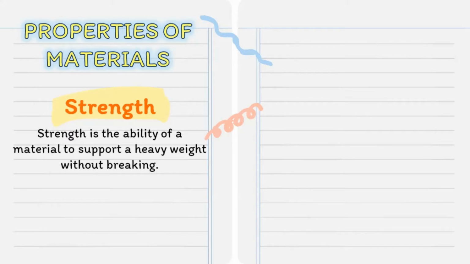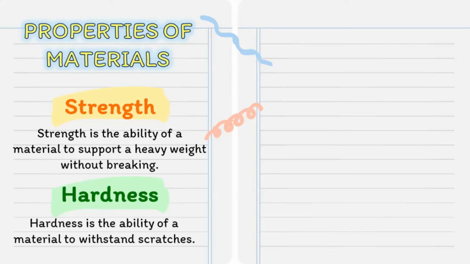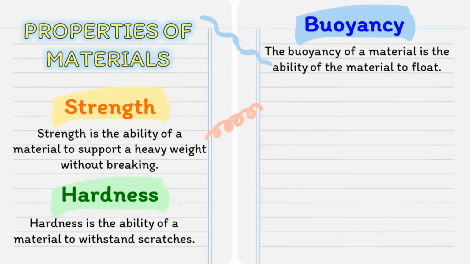Strength is the ability of a material to support a heavy weight without breaking. Next is hardness. Hardness is the ability of a material to withstand scratches. The third one is buoyancy. The buoyancy of a material is the ability of the material to float.